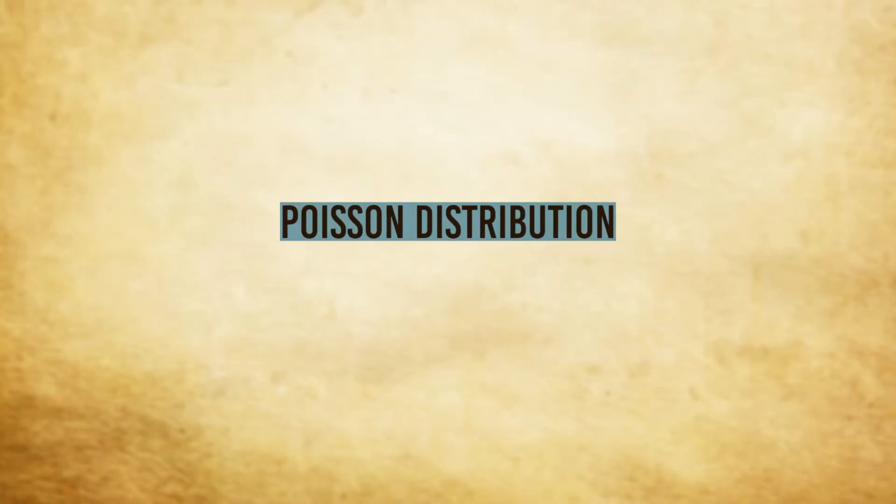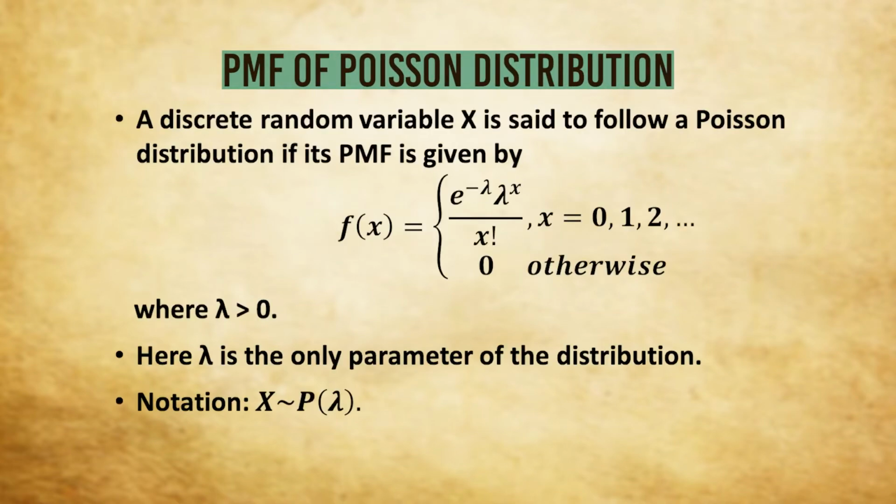Next, we go into Poisson distribution. The probability mass function of a Poisson distribution is something like this. f(x) is equal to e to the power minus lambda, lambda to the power x by x factorial. Pay attention to the values of x here. x runs from 0, 1, 2, and so on, and 0 otherwise. Here lambda, the only constant involved, is the only parameter. Lambda is greater than 0. And we use the notation x follows P(lambda).